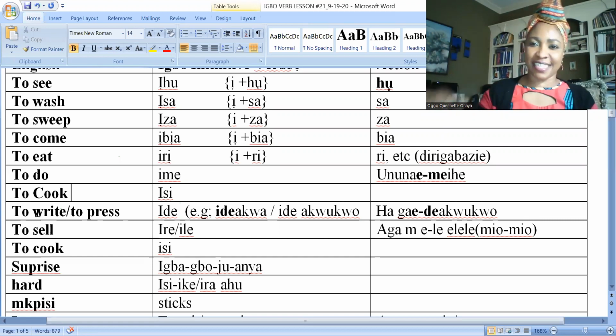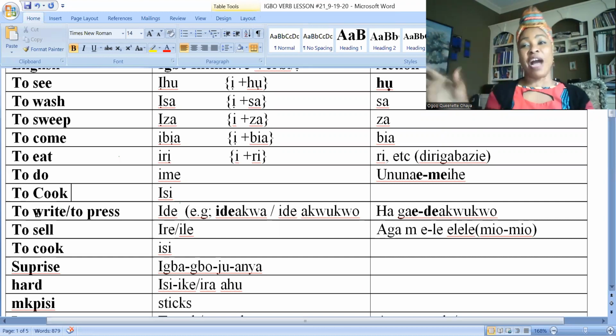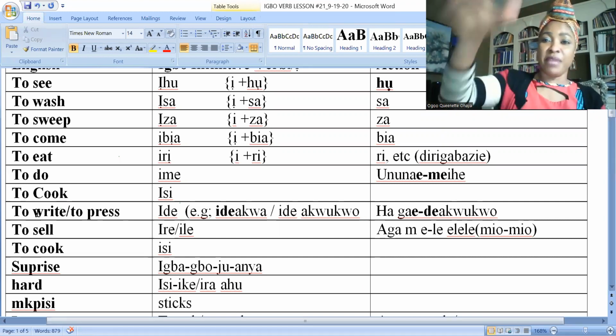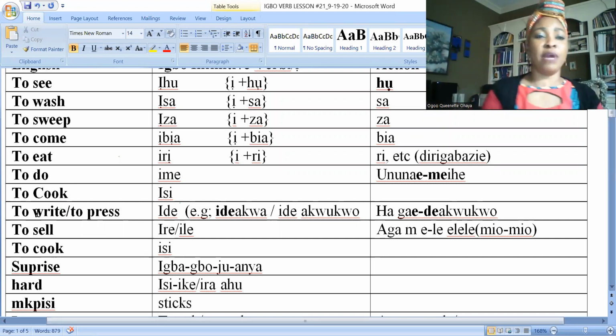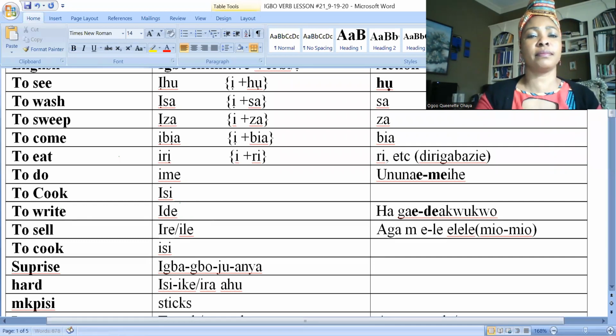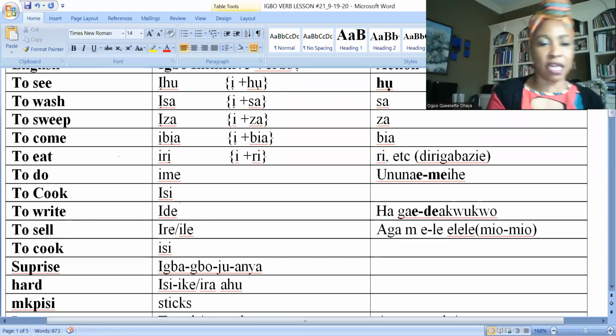To press, like to press something. So you can say, ide aqua, to press, or maybe ide, so ibido, okay? Ibido. But let's just use to write, okay? You can say to press, go press, or go iron my clothes, but let's just use to write first. That way you don't get confused. Ide. Ide akwụkwọ. Just to write, okay?